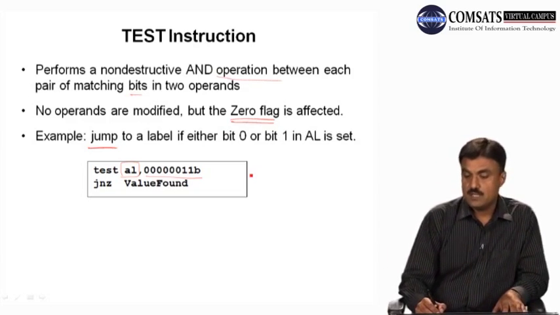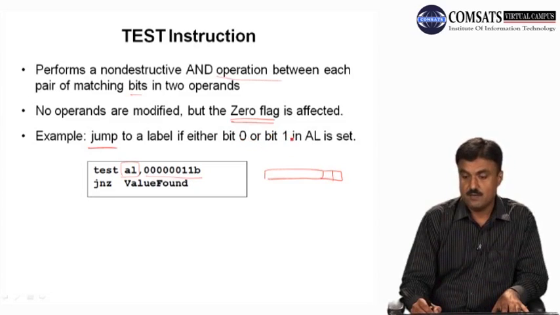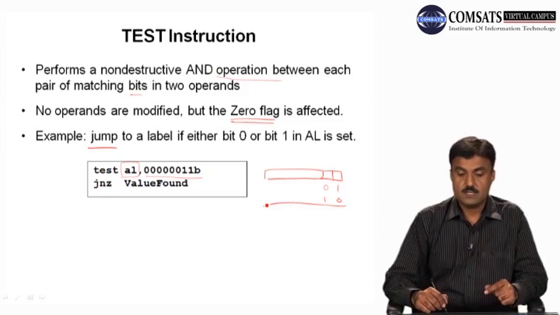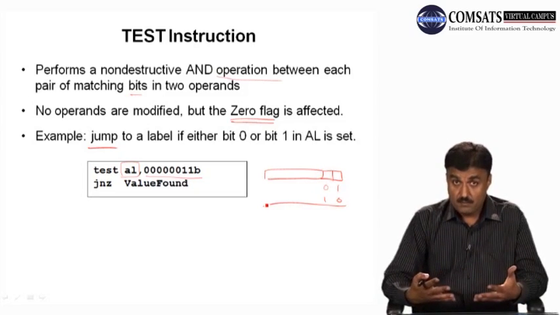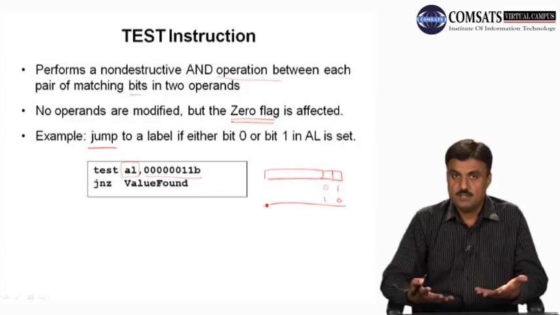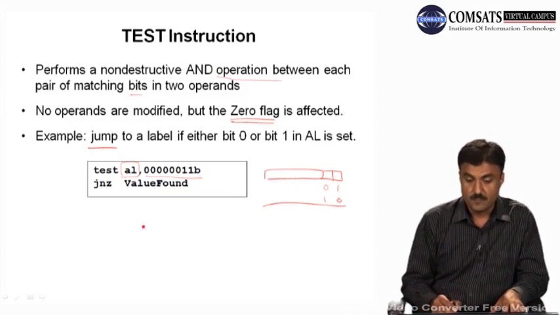So how can we see this? We are not concerned with all the other bits. If bit 0 or bit 1 is set, it can be 0 1 1 0 and so on. So in this case we will perform an AND operation. If any of the bits is set, then the jump will be performed. How it will be performed, you can see here.